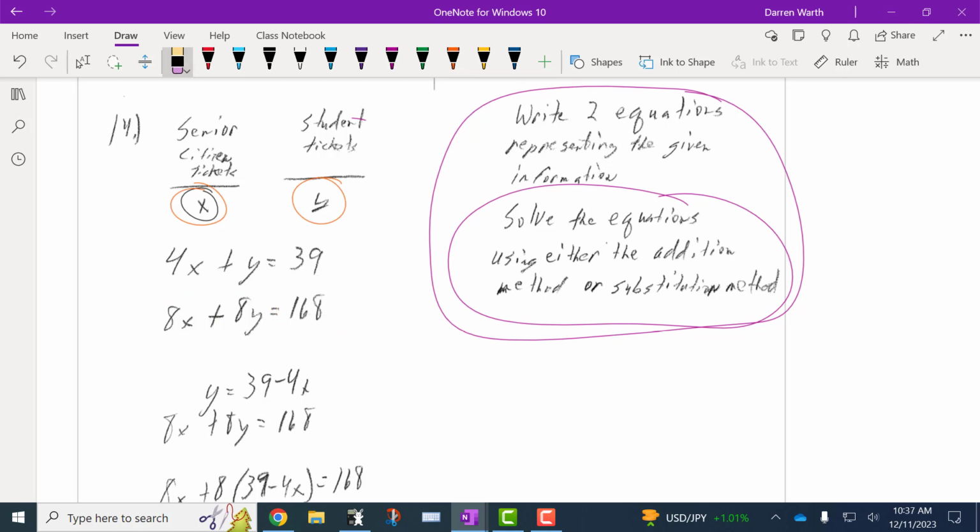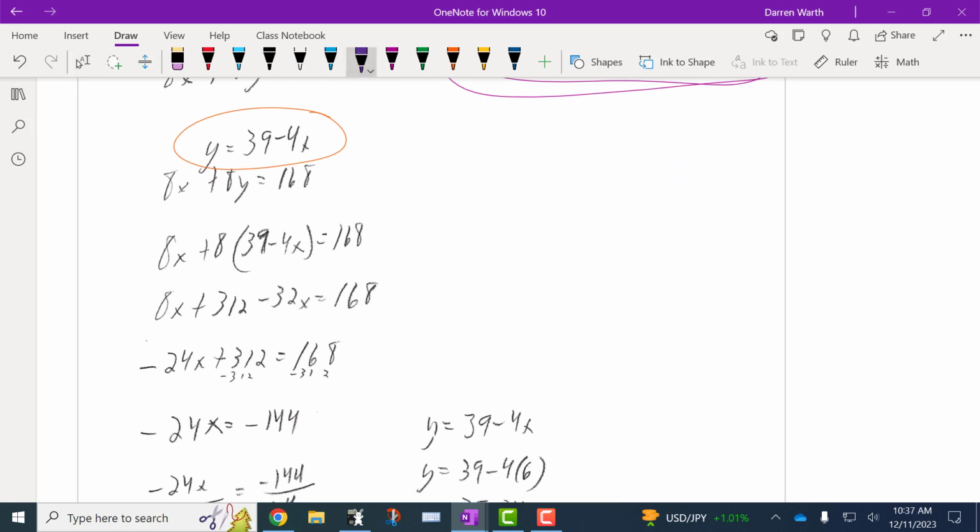Now to solve this, you can use either the substitution method or the addition method. I chose the substitution method because I noticed that this one already has a Y that I can easily solve for. So I'm going to move this over here by subtracting 4X. And when I do that, I get Y all equals 39 minus 4X. I'm going to go ahead and substitute that into the second equation and solve for it. So since Y equals 39 minus 4X, I can replace it right there. So I still have my 8X, I've got 8, and I substitute in 39 minus 4X is all going to equal 168. So I substitute in place of Y what the equation was that represented Y.